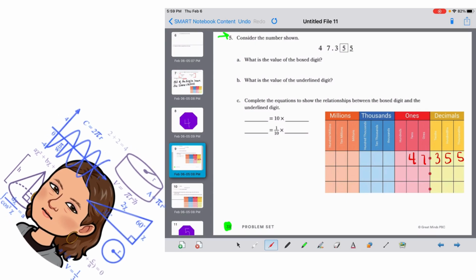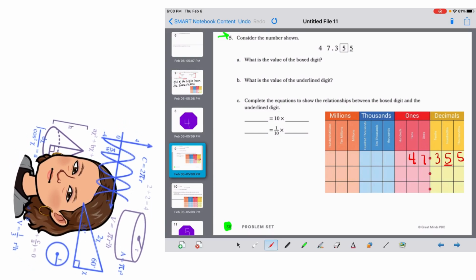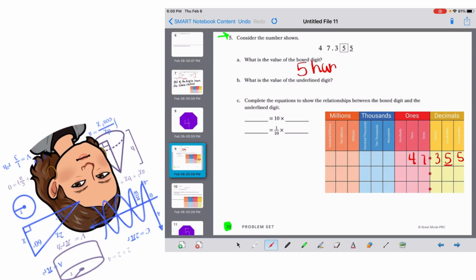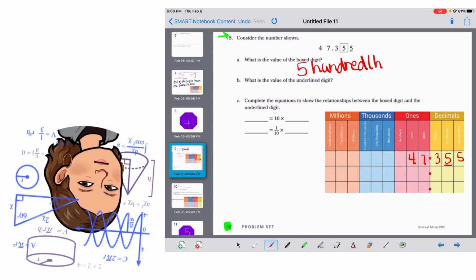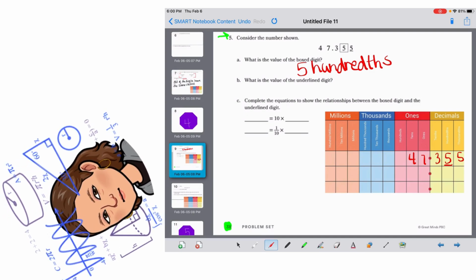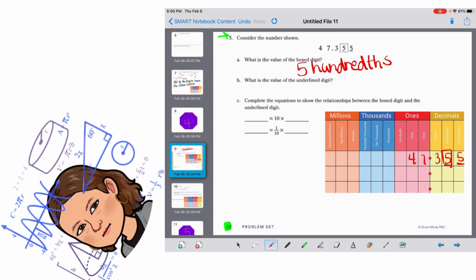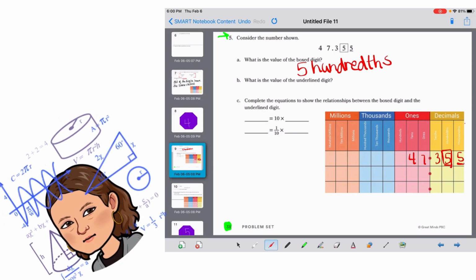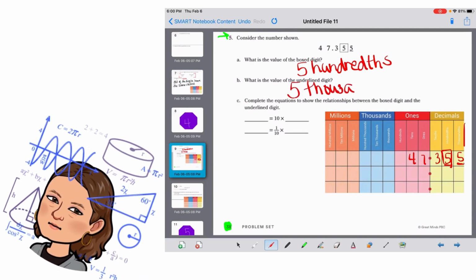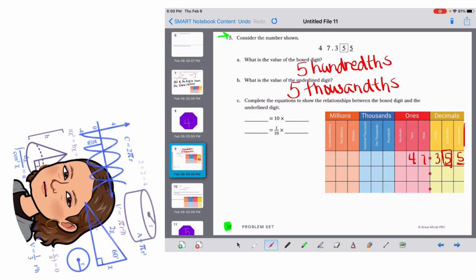And it wants to know the value of the boxed digit, which is this 5 right there. I see that's in my hundredths place value, so I know the value of that is 5 hundredths. That would be the same as like 5 pennies. Then I want to know the underlined value. Okay, then, oh, sorry, that one was boxed. The next one is underlined. That 5 is in the thousandths. So that would be 5 thousandths. Means it would take 1,000 of those pieces just to equal 1.